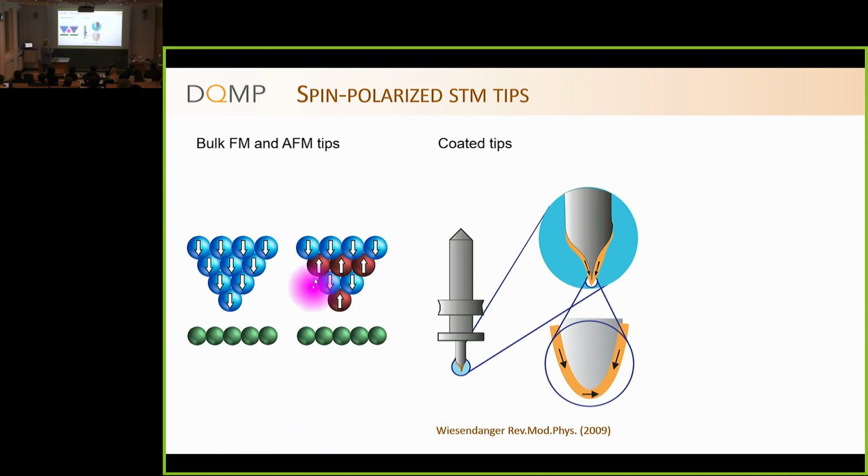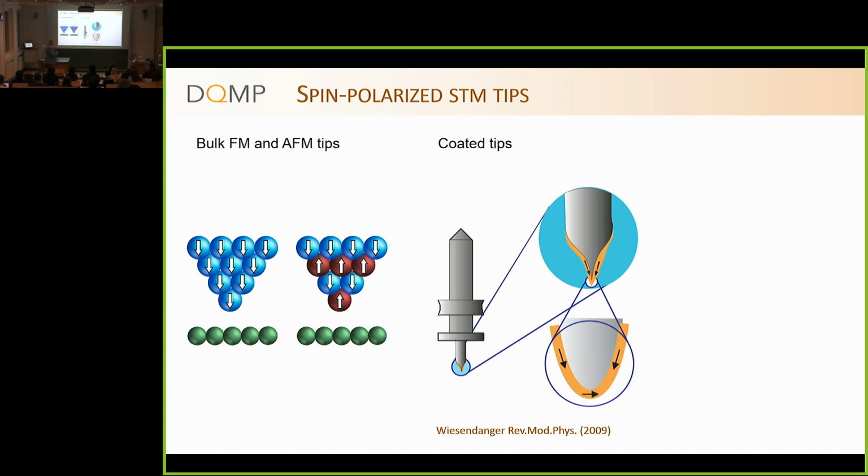Then instead of using bulk tips, people started to coat tungsten or other tips with some ferromagnetic material, and then depending on thickness, you can get in-plane orientation, which will be sensitive to the in-plane magnetic moments of your sample, or out of plane to look at spin structures that are out of plane oriented.